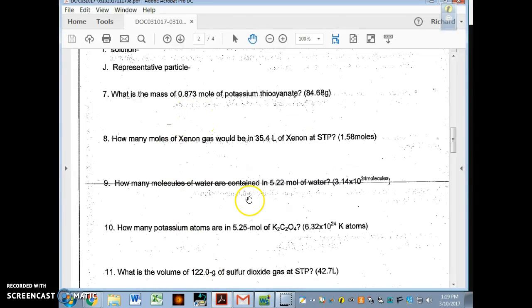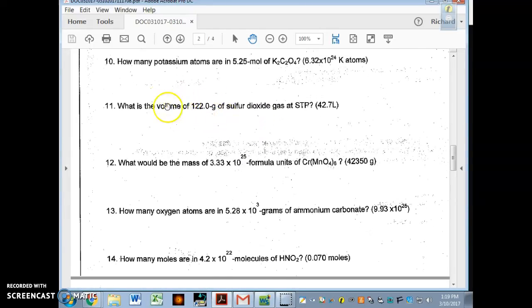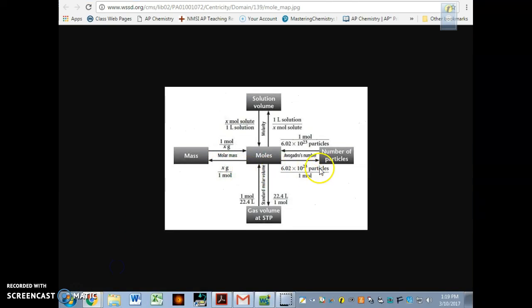We know the mass of the gas, and we want to get to volume. So if we go back to that mole map, we're at gas volume, and we'd like to get to mass. Or if we're at mass, we'd like to get to volume. We're either going to go this way or this way, depending upon what we're given.